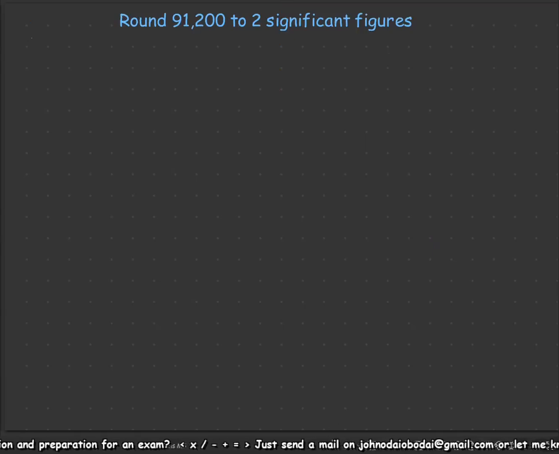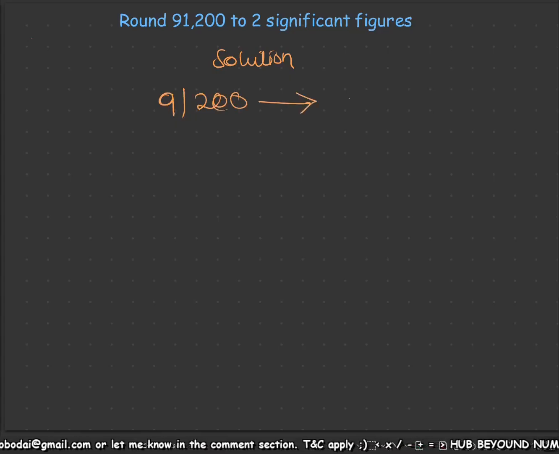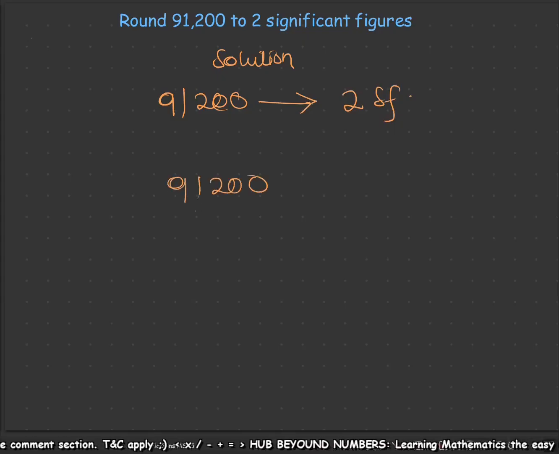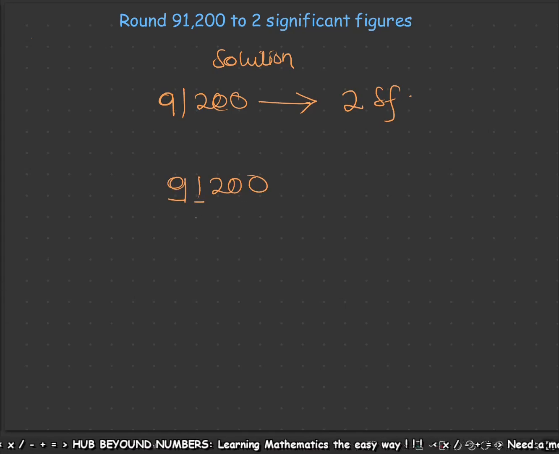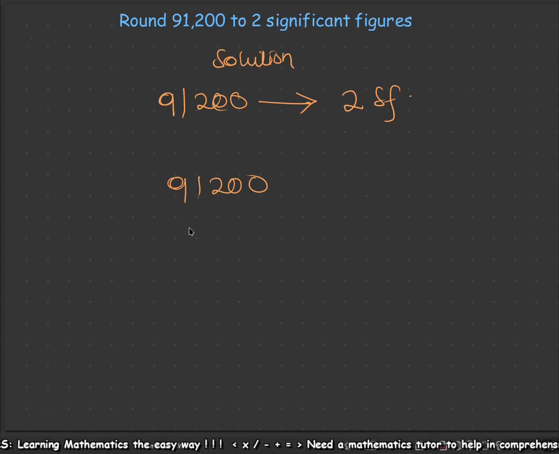Now let's look at this last example here, which says we have to round 91,200 to 2 significant figures. So our solution: we have 91,200, and we are rounding it to 2 significant figures. First of all, how many significant figures does 91,200 have? It has 1, 2, 3 significant figures. And remember, we said trailing zeros for non-decimal numbers, that is, for whole numbers, are not significant.